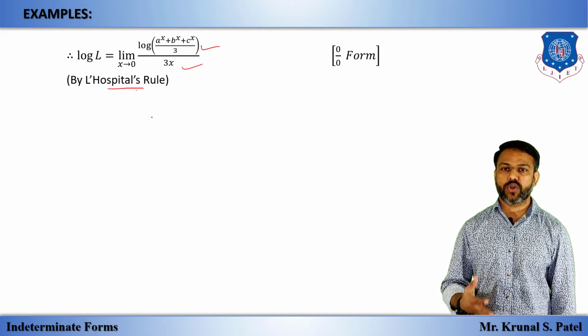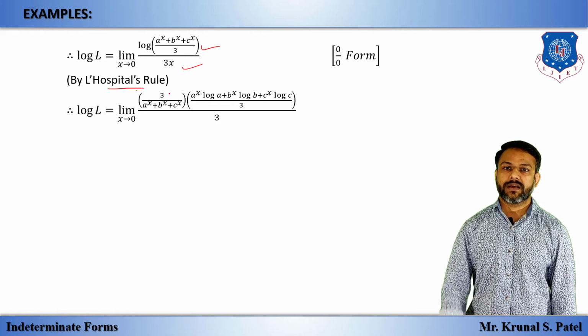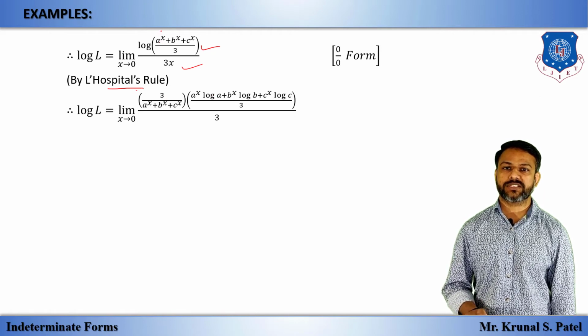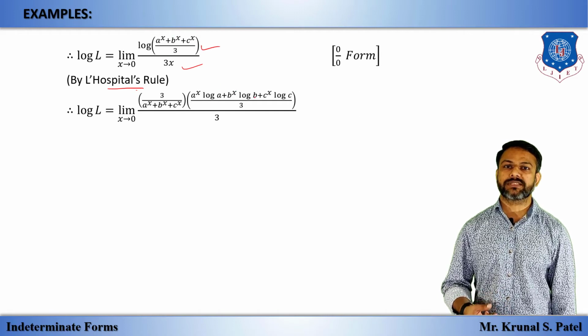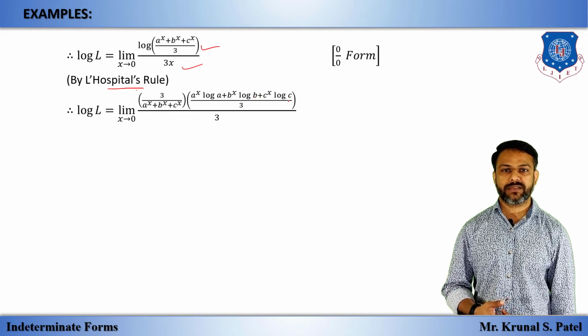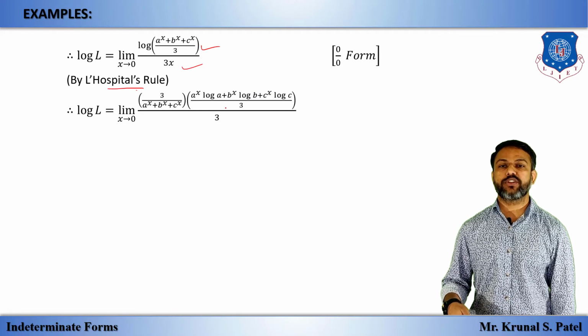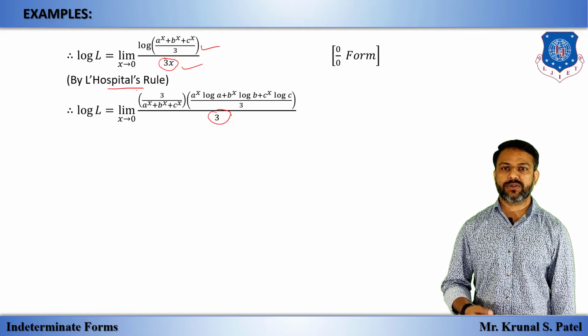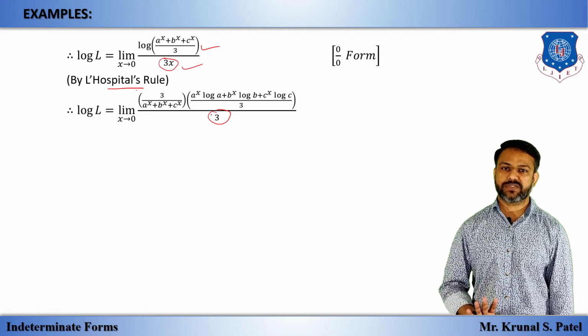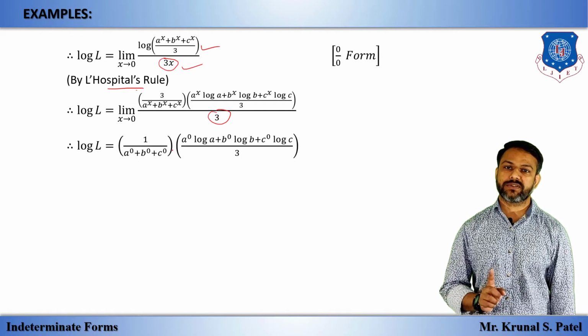So differentiation of log is 1 upon, that means it is reciprocal, and differentiation of this bracket a raised to x is a raised to x into log a plus b raised to x into log b plus c raised to x into log c divided by 3, constant as it is. And in the denominator, differentiation of 3x is 3. Now 3 cancels out, and by simplifying we have this form by putting x is equal to 0.